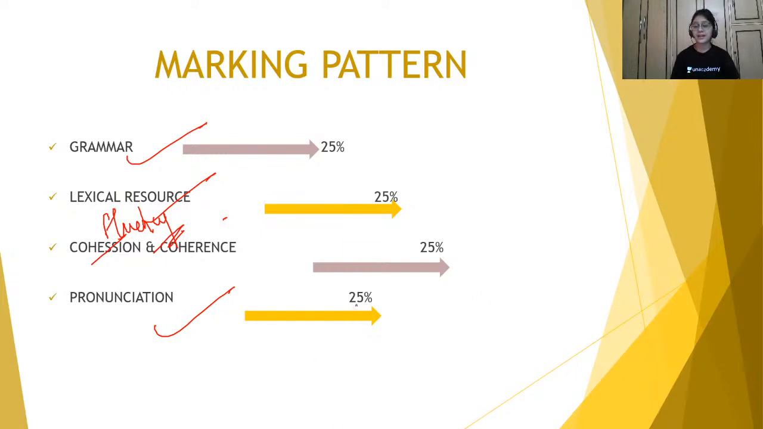Similarly, cohesion and coherence, or fluency and coherence: it's important to keep on talking, answering all parts of the question so that you can get the maximum score in IELTS, and also focus on your pronunciation. Now, when we talk about pronunciation, what we are basically talking about is speaking clearly, being audible, and in a way making it easier for the examiner to understand what you're saying.